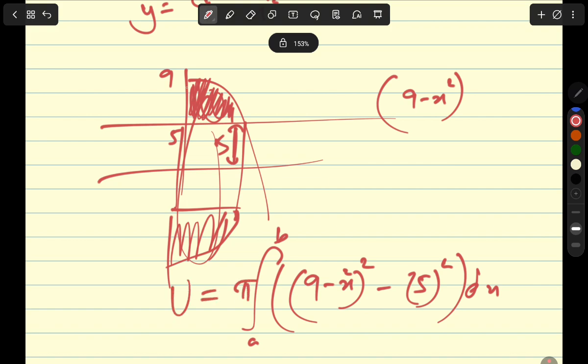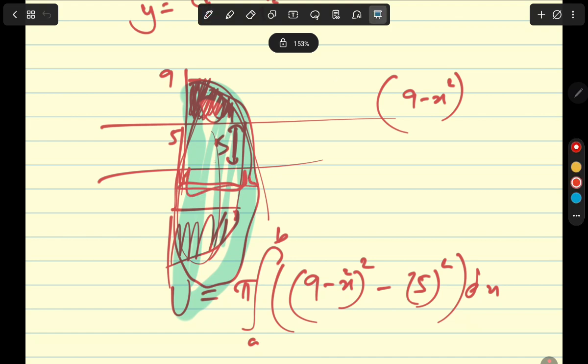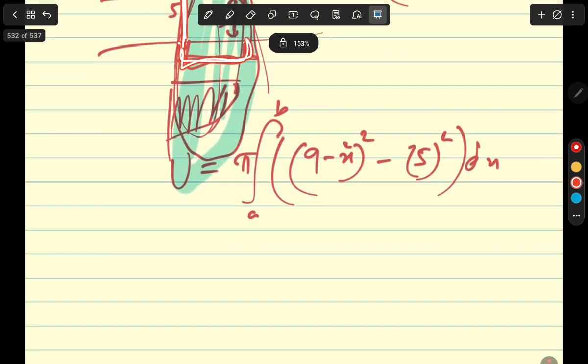Or you could just obtain the volume of this entire thing, and then you subtract the volume of the cylinder, the height of which is going to be this much, and the radius of which is going to be 5, right? Either way you're going to get the same answer, right?